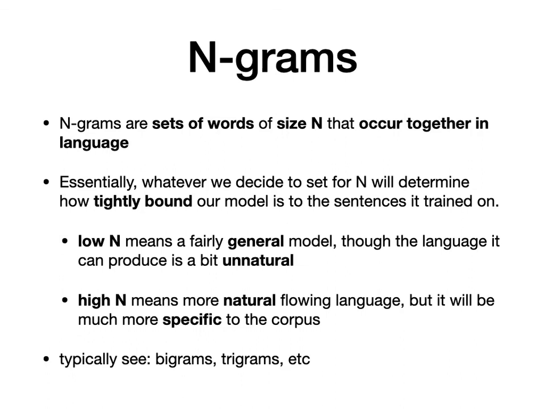Whereas a higher n, so say doing a lot of words together in the conditional, means more natural flowing language because it's more closely modeling larger chunks of actual language. But it becomes more and more specific to the corpus. So all of the idiosyncrasies of how Shakespeare talks will be captured by your model if you build it on a high n-gram. So typically you see things in the realm of bigrams, trigrams, not a whole lot more than that, and not much less than either. So, n-grams.